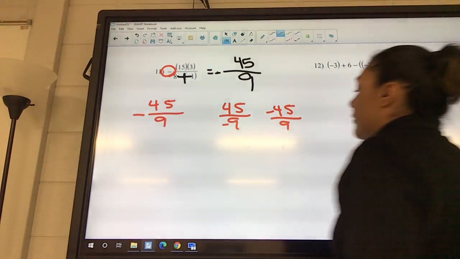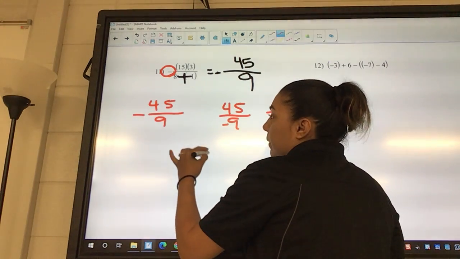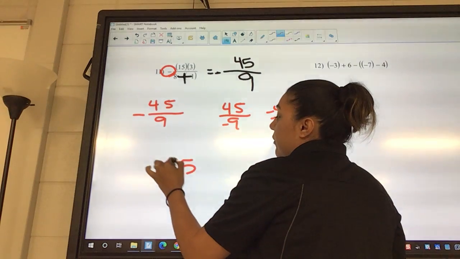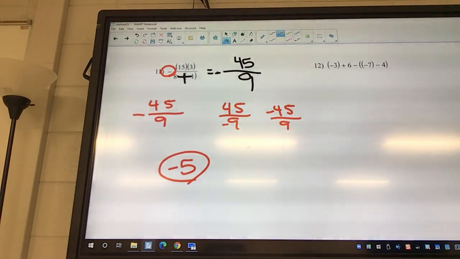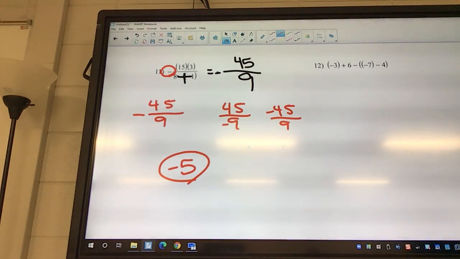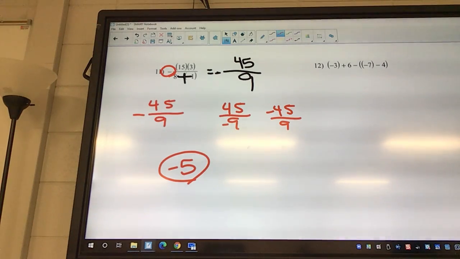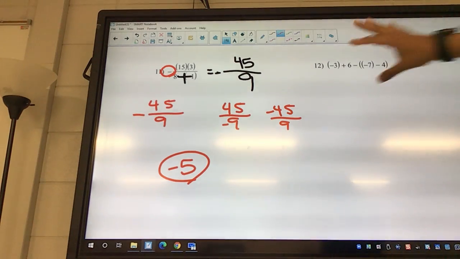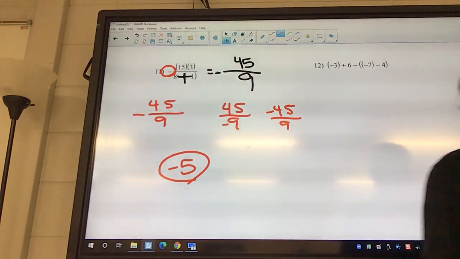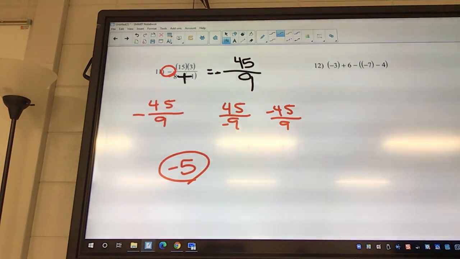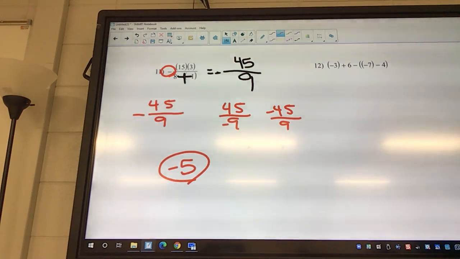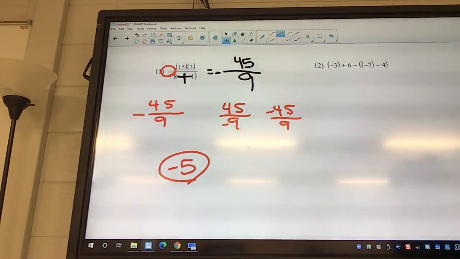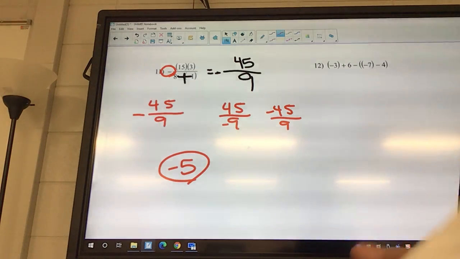Either way, your answer is going to be what? Negative 5. I don't know how I got that mistake. It's from that extra negative out front. That's the only reason why. Okay, and I should nitpick on the negative, but you got 5, so that's good.